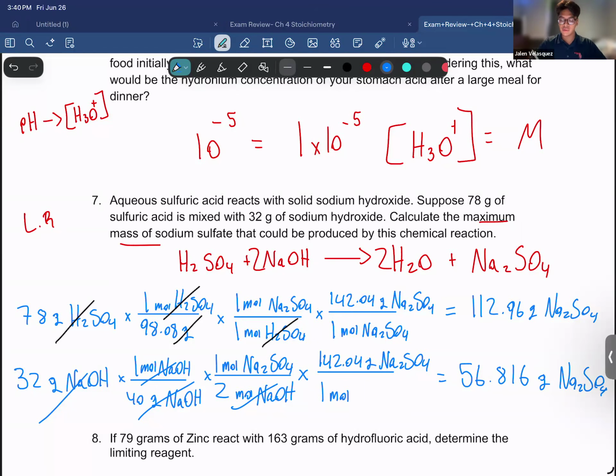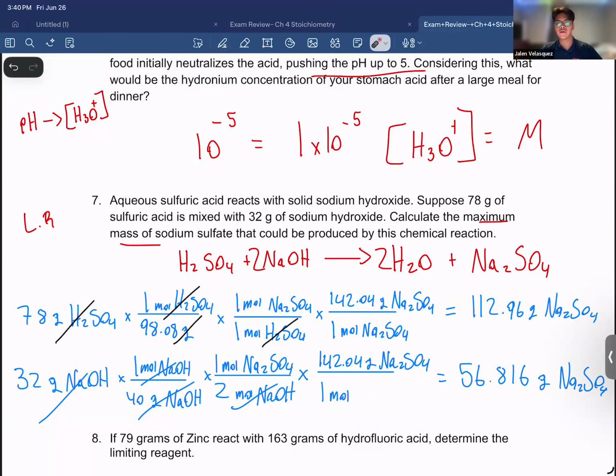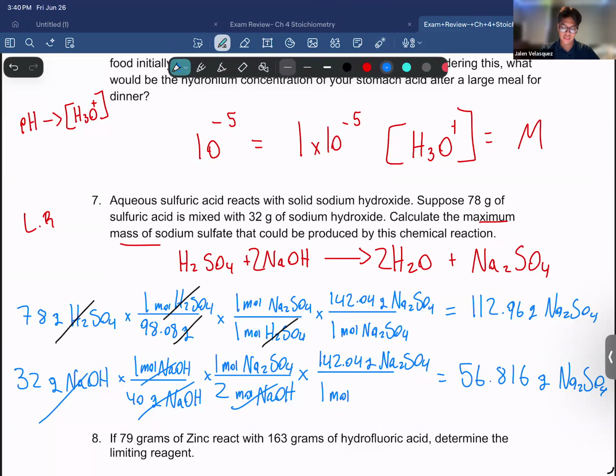Now, before we deal with sig figs, looking at the numbers, sulfuric acid makes 112 grams or about 113 grams, whereas sodium hydroxide makes 56 grams. So 56 is obviously smaller than 112, so sodium hydroxide is the limiting reactant. Then you would just input this in the computer as 57 grams because you need two sig figs.